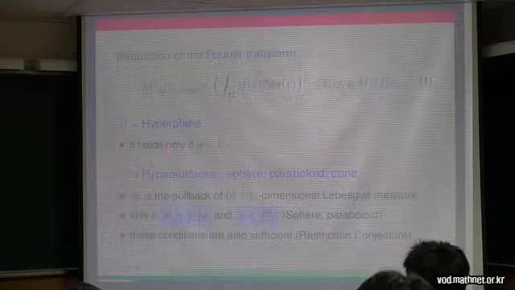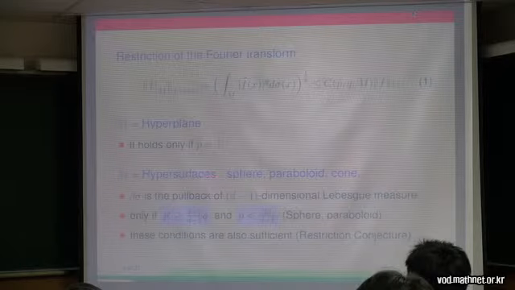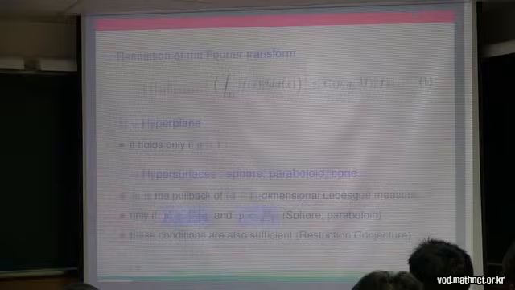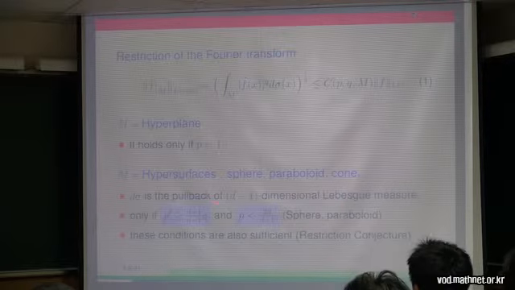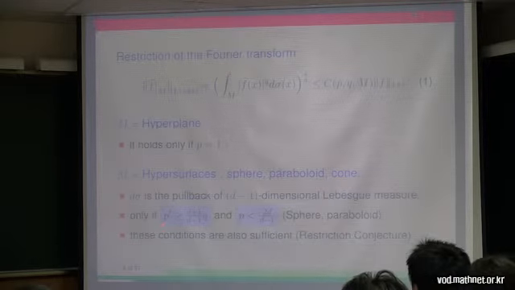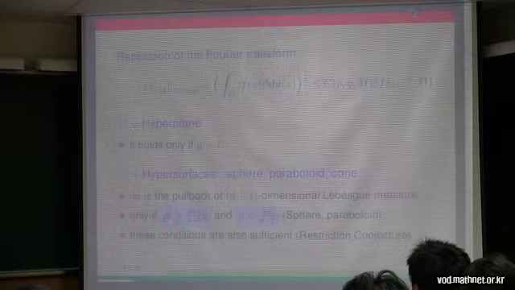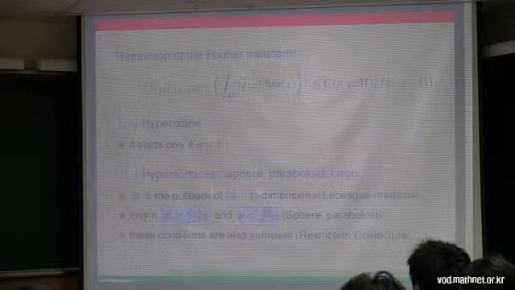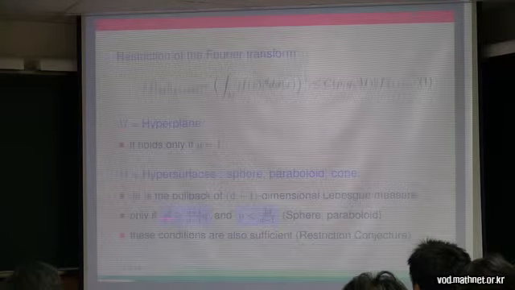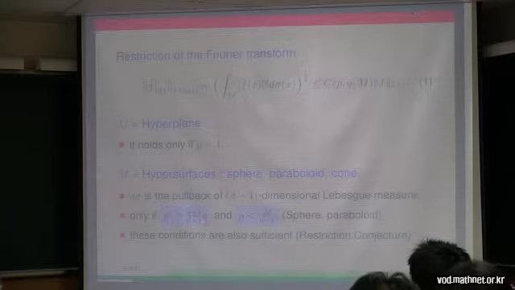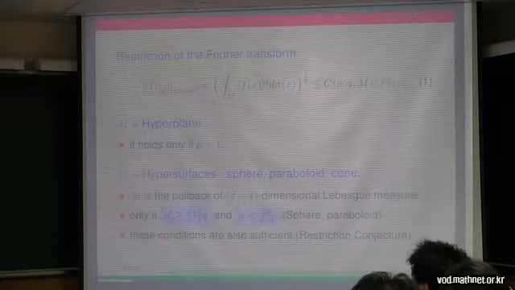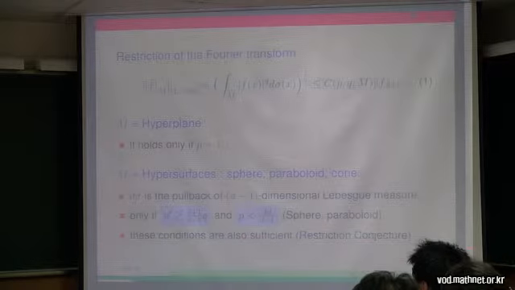And then if M is some hypersurface, then here are two necessary conditions: p prime is bigger than (d+1)/(d-1) times q, and p is less than 2d/(d-1). These are necessary conditions, and the restriction conjecture asserts that these conditions are also sufficient.